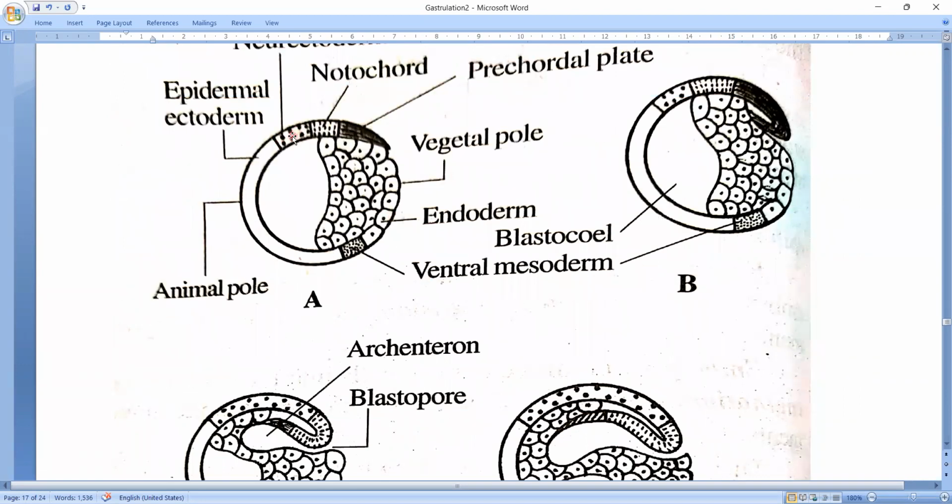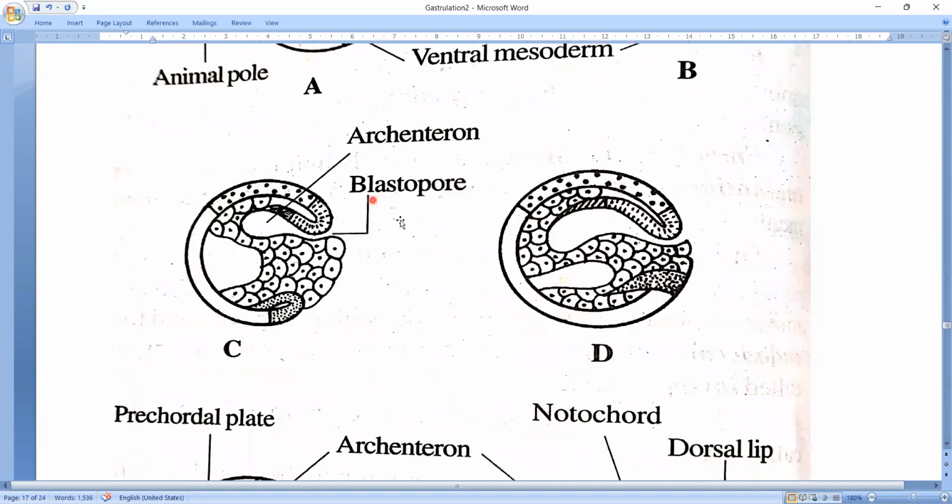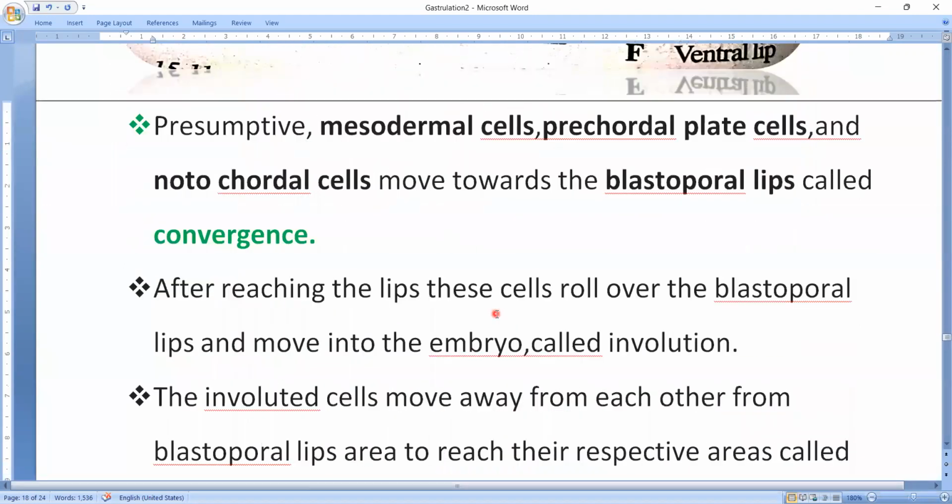So here, this is notochord cells, precaudal plate cells. So they are present in the dorsal region of the embryo. So they roll into the embryo. Okay, so that is how the invagination started, and rolling of those cells into the embryo is called convergence.